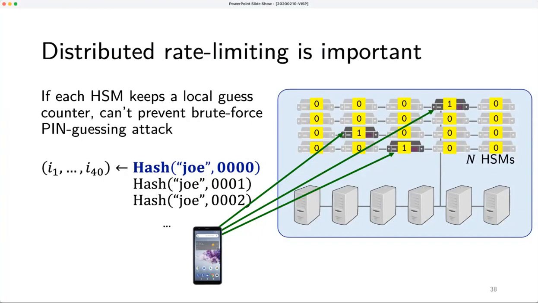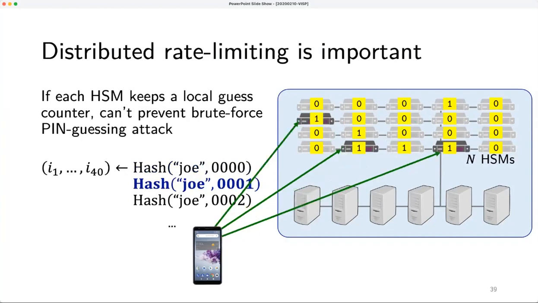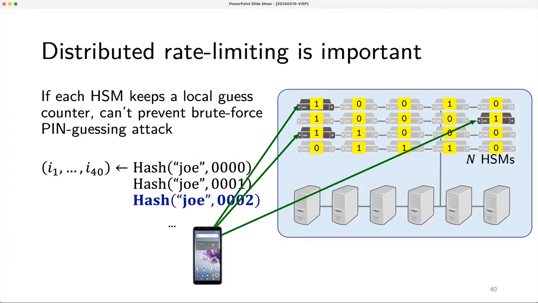Say the attacker guesses wrong, it can't decrypt, so it tries the next PIN. The attacker talks to some other set of HSMs, which each bump their guess counters, and then the attacker can make another guess and another guess. You'll see that because each HSM only has a local view of these decryption requests, the attacker can make many, many more guesses against Joe's account than it should be able to if we had some global state that all the HSMs were interacting with. So this is why rate limiting is important. We can't just have each HSM keep a local set of counters per user.